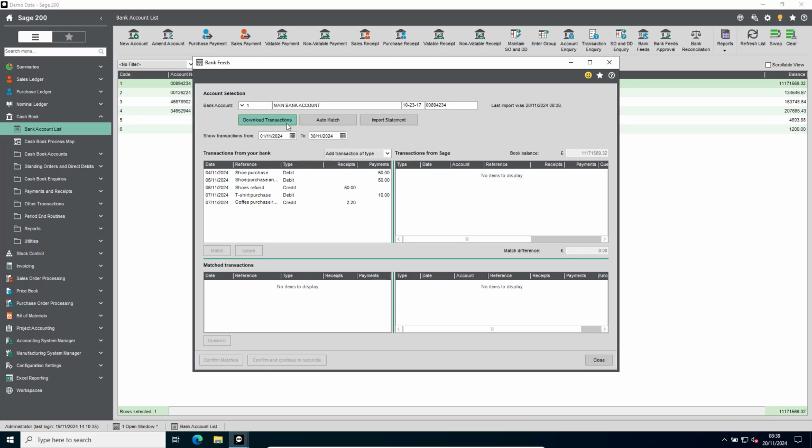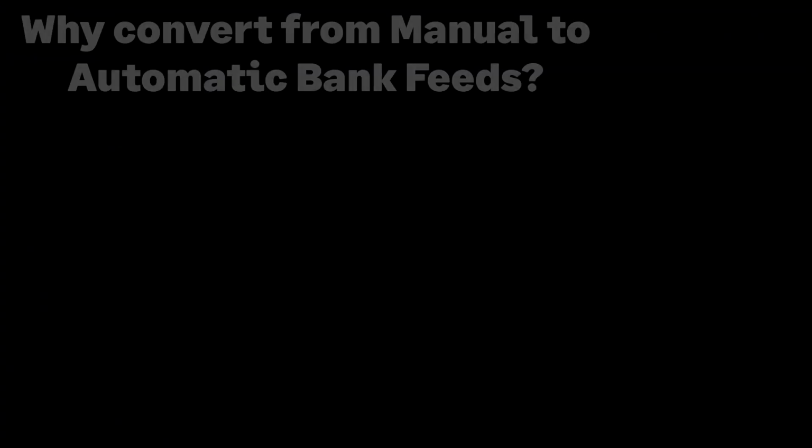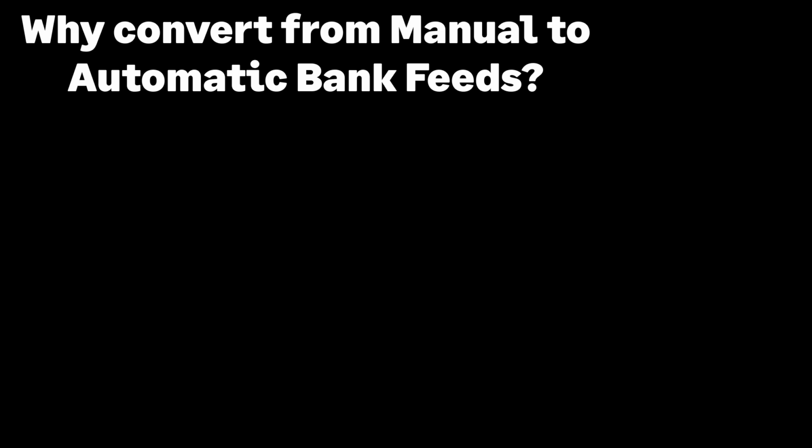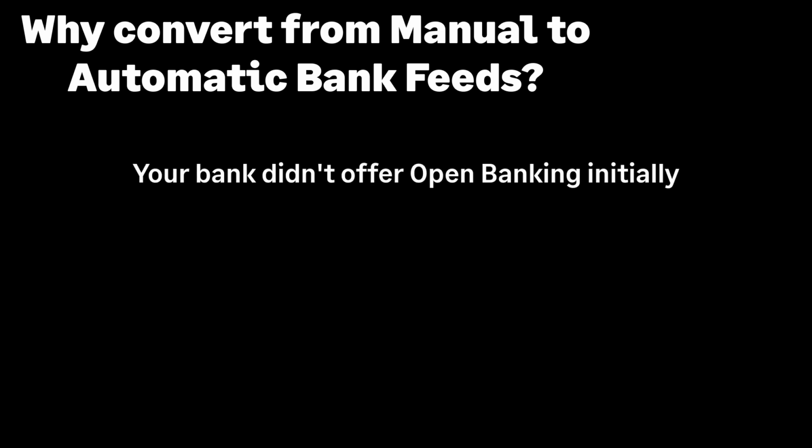Let's say you've set up your bank account to use a manual import. At a later date, you can convert your account to use automatic bank feeds. This might be because the bank did not support automatic bank feeds when you first set up the account, but now your bank has added support for open banking, and you would like to take advantage.